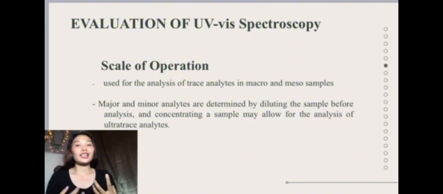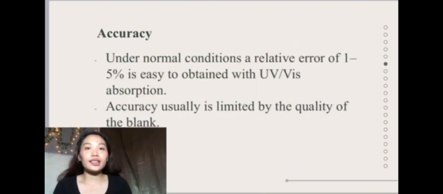So, through strategic sample preparation, this analytical approach can cater to a wide range of analyte concentrations, from major and minor to ultra-trace levels. So, it is making it a powerful tool, no, in chemical analysis. So in accuracy, under normal conditions, it achieves a relative error of 1 to 5% with UVs absorption spectroscopy, which is straightforward.